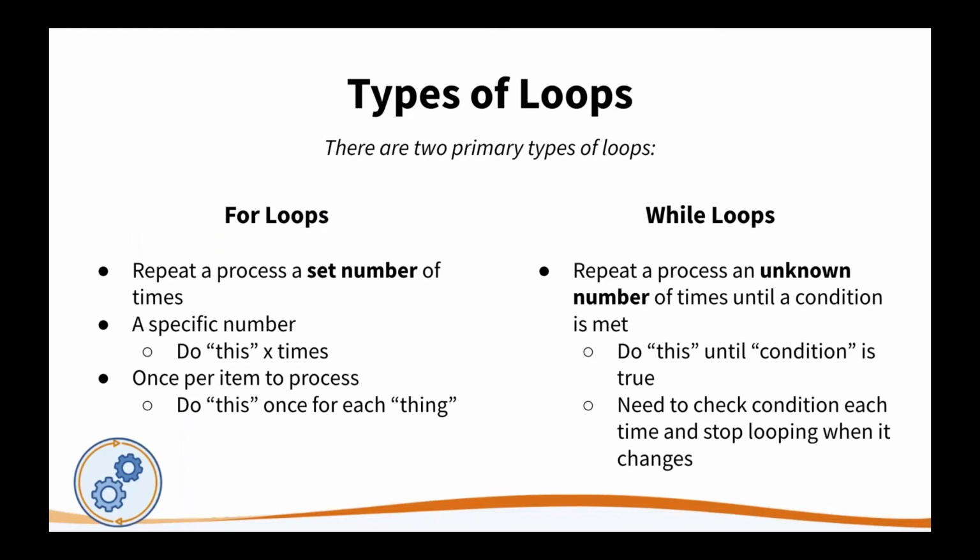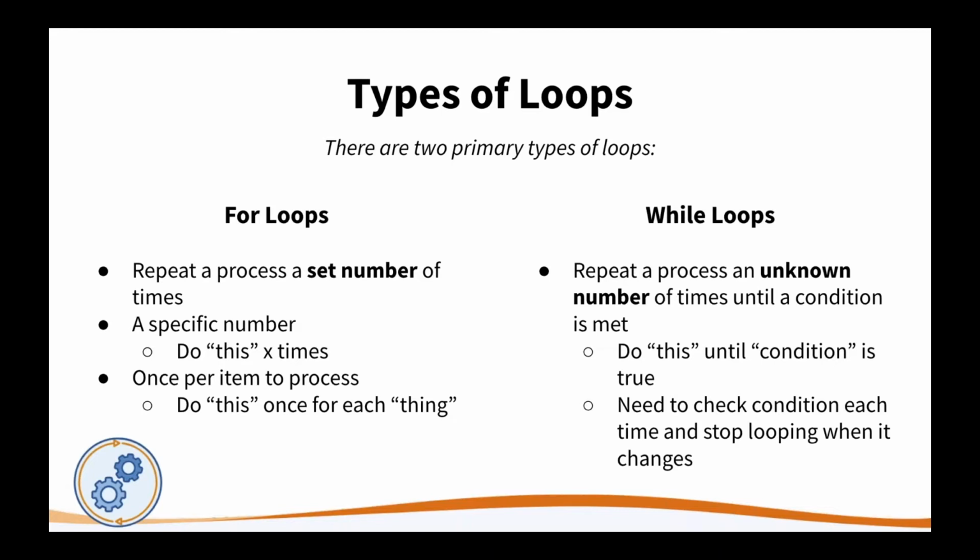There are 2 primary types of loops that we'll look at in some of the examples coming up as well. The first type would be a for loop, and that's basically a loop where you repeat a process a set or a known number of times. So an example might be trying to run a process 100 times. You want to do this X number of times. Or another example might be repeating a process once for each item in a list. So an example might be reading a CSV file. You want to repeat a process for each line in that CSV. You know how many lines are in the CSV, so you know when to stop when you get to the end.